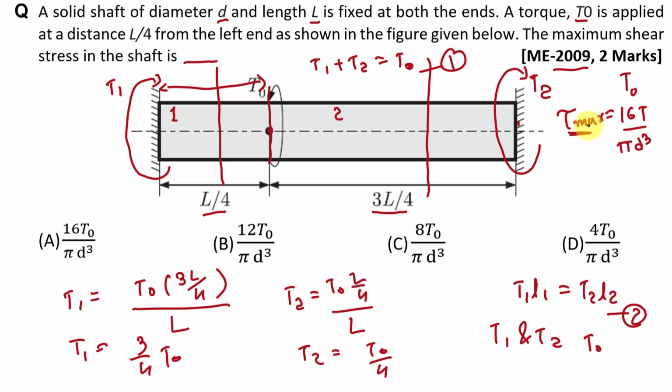So to find the maximum shear stress, we have to take the twisting moment equal to 3 by 4 T0. If you put this 3 by 4 T0 here, then you will get 12 T0 by pi d cube, right? So here our answer is option B, 12 T0 by pi d cube. This question is for 2 marks. See here, if you know this shortcut, then this question is very easy and you can easily get 2 marks.